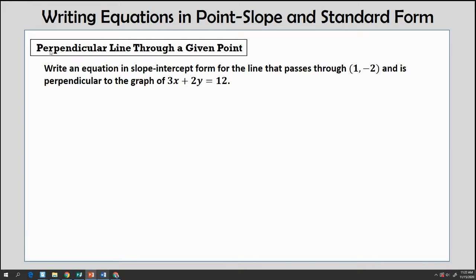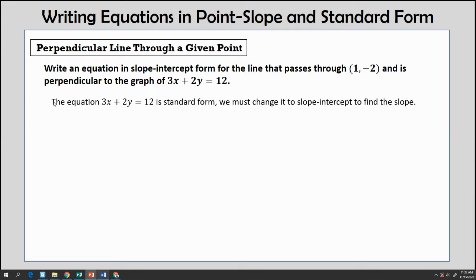All right, let's talk about a perpendicular line now. So we're going to be perpendicular to a given equation and pass through a different point. First of all, they tell us the equation we're perpendicular to is 3x plus 2y equals 12. This is in standard form, Ax plus By equals C. We don't know the slope yet. If it's in standard form, that doesn't give us slope. So we're going to change this to slope-intercept first.